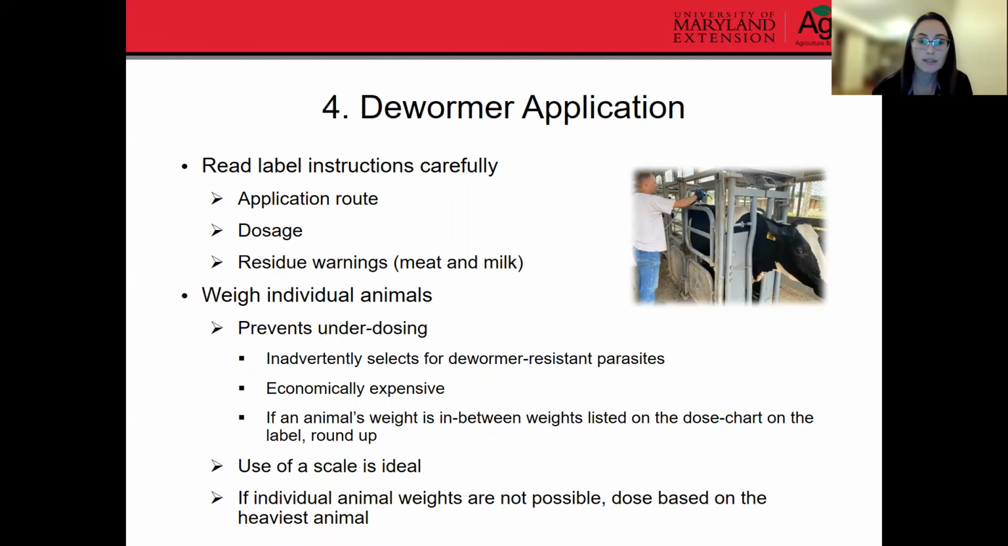Using a scale is ideal, but if that's not an option, you can use weigh tapes, or if you really can't, you have no way to do it, it's always important to dose based on the heaviest animal in the group, not the average, because in that case you'll be underdosing half of the animals. So dose based on the heaviest animal in the group.